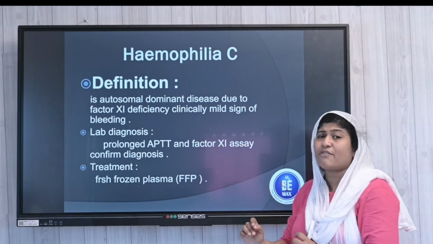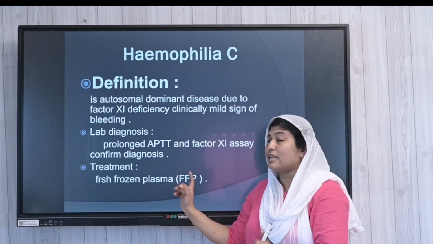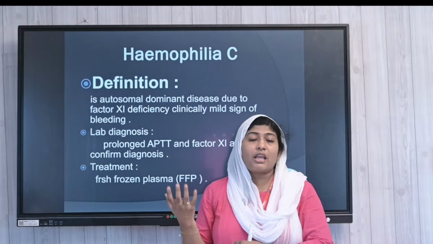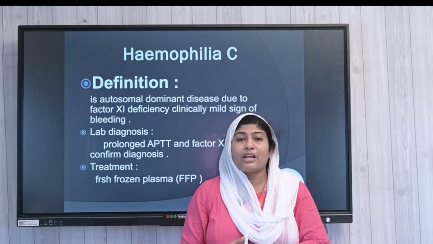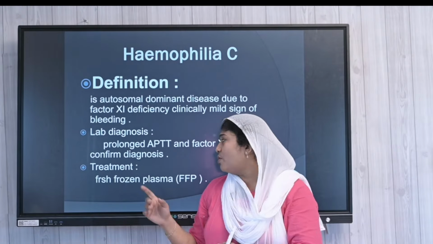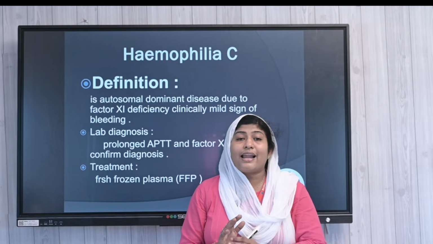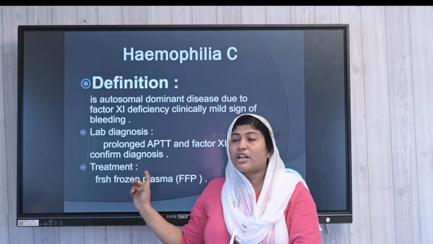We are not providing factor 11 itself, better we can provide the patient fresh frozen plasma. That is, after centrifuging the plasma from the whole blood, we keep the plasma in a freezer at a temperature of -18 or below, that is called fresh frozen plasma. We keep the fresh frozen plasma at -18 degrees for 1 year, that is the shelf life, and for this type of deficiency we provide the patient fresh frozen plasma.